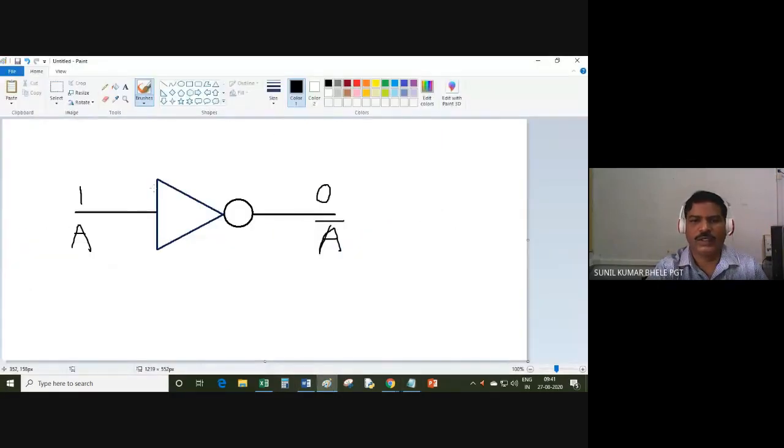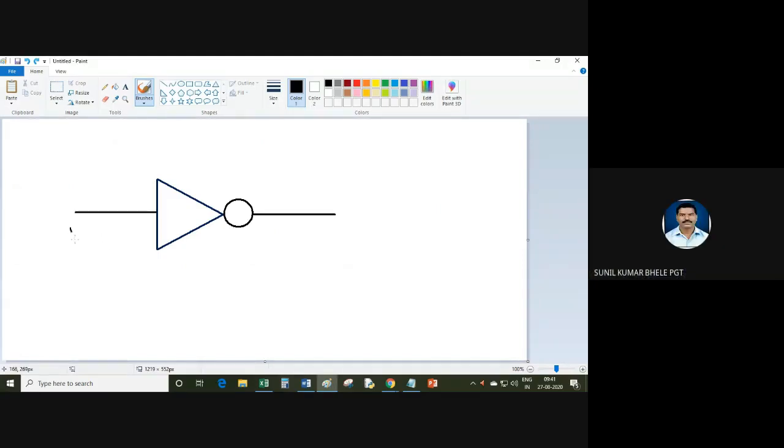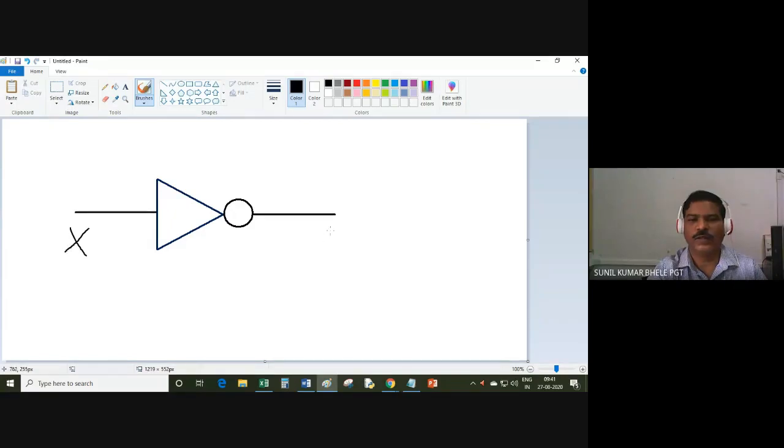So draw this diagram. The output will be X complement. Complement can be denoted by a bar or this single apostrophe. So this type of diagram you can draw whenever you want to indicate a NOT gate. This triangle symbol and then one circle, and the line denotes the input and the output. This is the input and this line is the output.